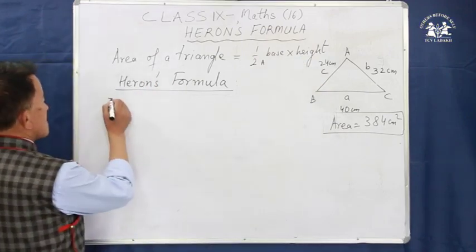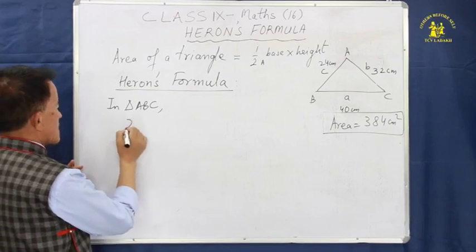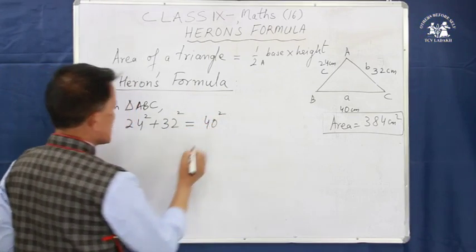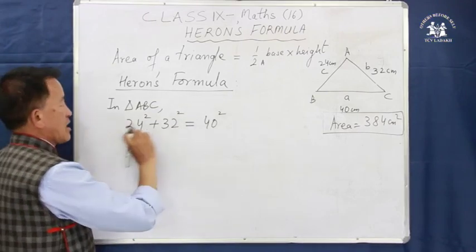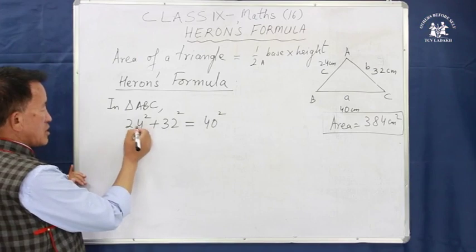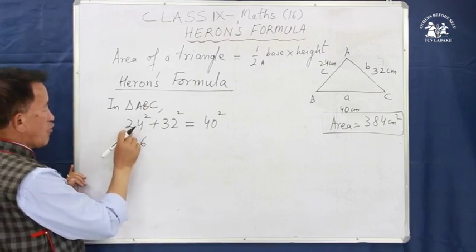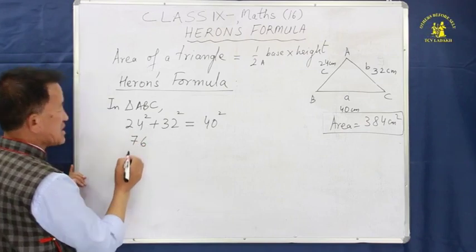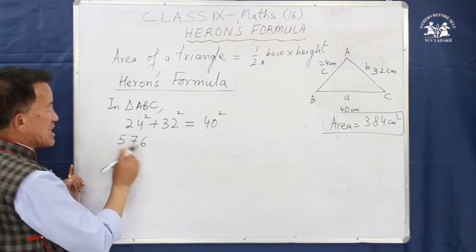Okay, let's see. In triangle ABC, 24 square plus 32 square is equal to 40 square. Let's see whether we are getting left hand side equal to right hand side. While squaring, we discussed the shortcut of squaring a 2-digit number. How? This 24 square can be written as 4 4s are 16. Then multiply these two, 4 2s are 8. Double it, 8 2s are 16. 16 plus 1, 17. Carry 1. Square this, 2 2s are 4 plus 1, 5. So 24 square is equal to 576.